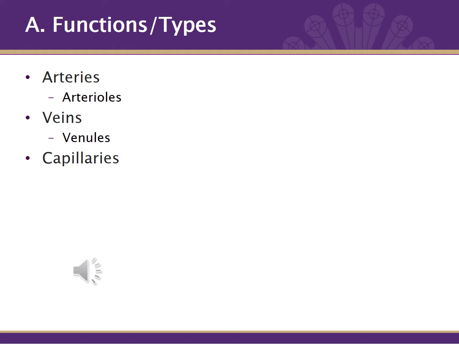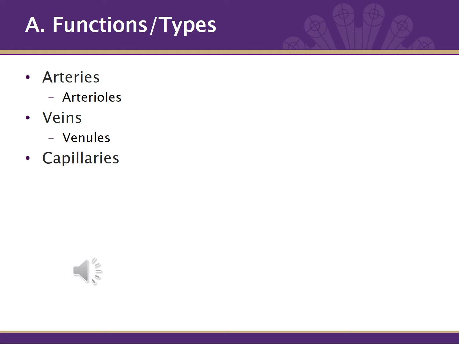Veins always carry blood towards the heart. Systemic veins carry oxygen-poor blood from the body to the heart, and pulmonary veins are large vessels that carry oxygen-rich blood from the lungs back to the heart.